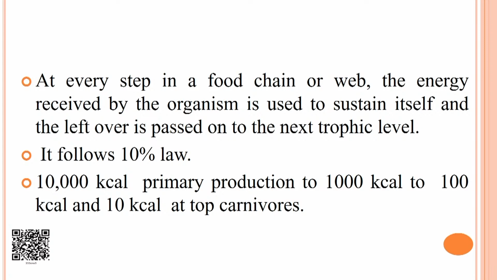So at every step in a food chain or food web, the energy received by the organism is used to sustain itself and the leftover is passed to the next trophic level, and it follows the 10% law. I already told the example, 10,000 kilocalories primary production to 1,000 calories, 200 calories and 10 calories at top carnivores. So we will take a short break and when we come back we will discuss another section of this program.